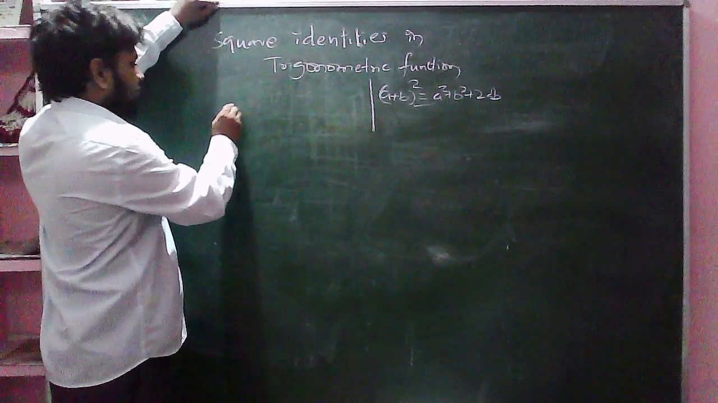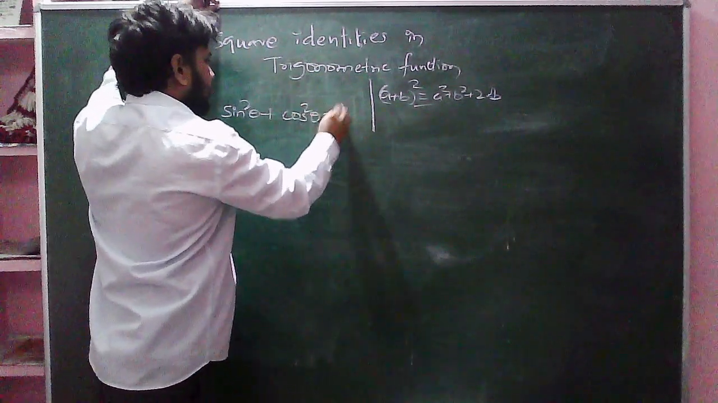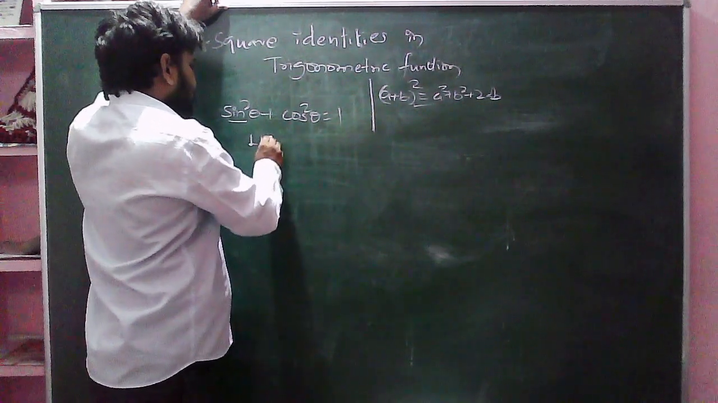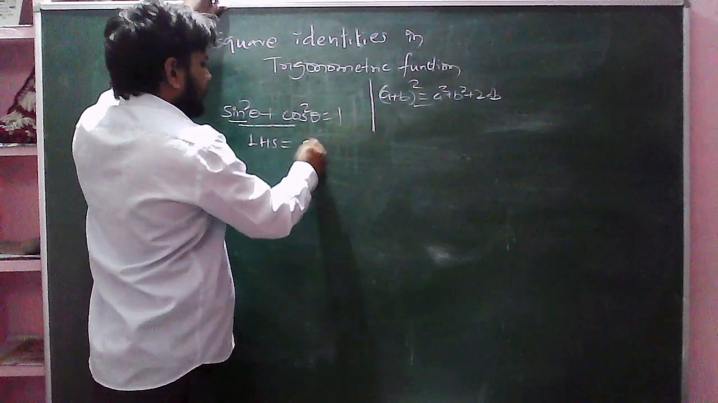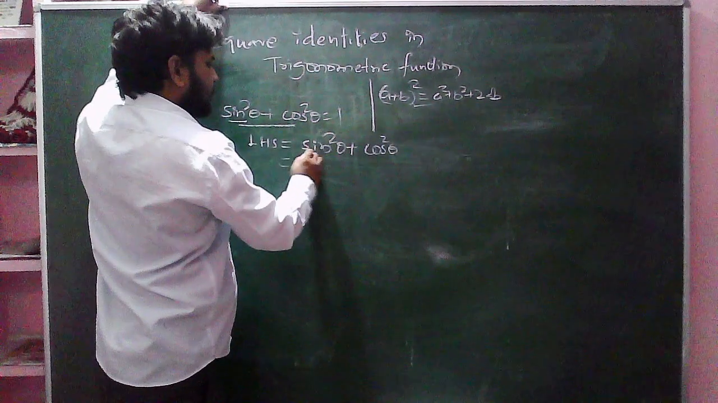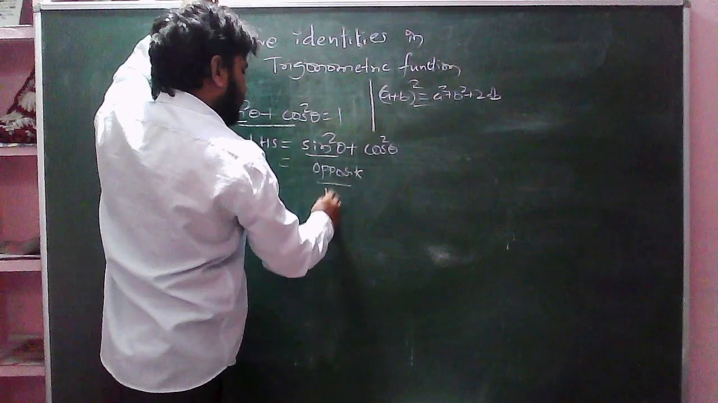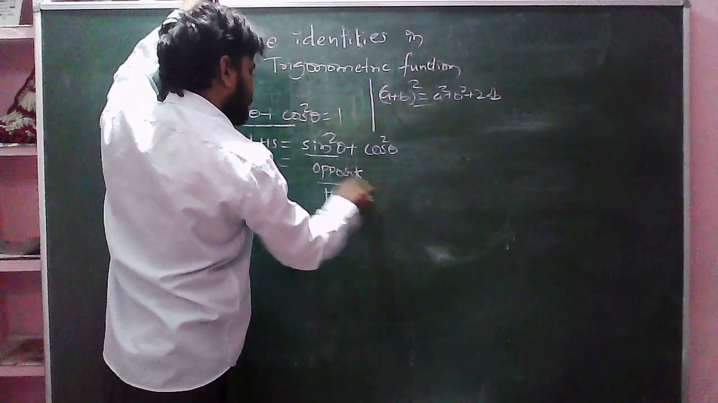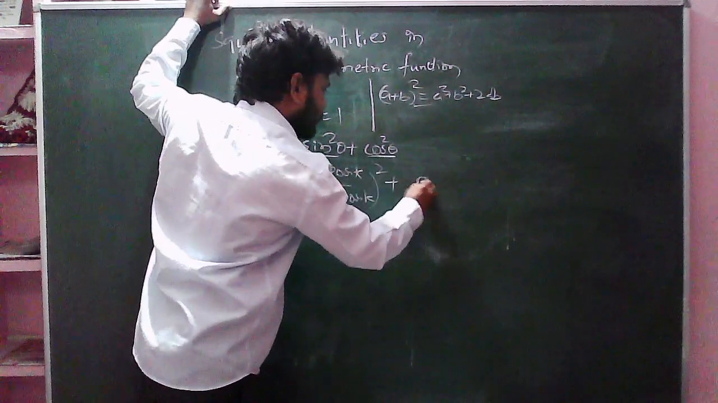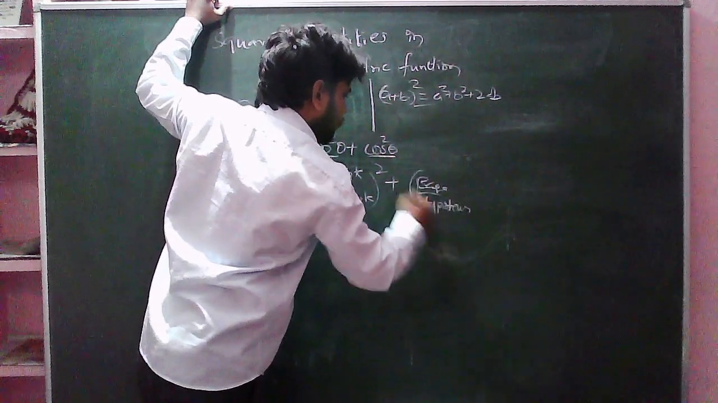The first square identity that is possible is sin square theta plus cos square theta is equal to 1. If you want to prove this, take the LHS: sin square theta plus cos square theta. The value of sin theta is opposite by hypotenuse, squared. And the value of cos theta is base by hypotenuse, which I will again square.